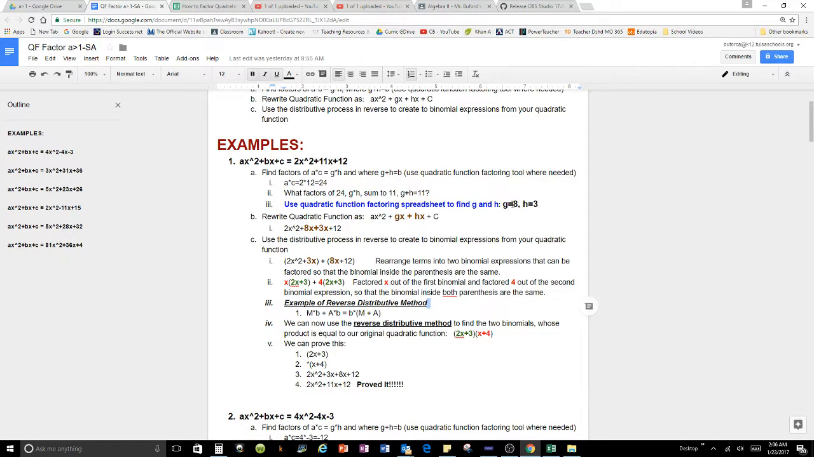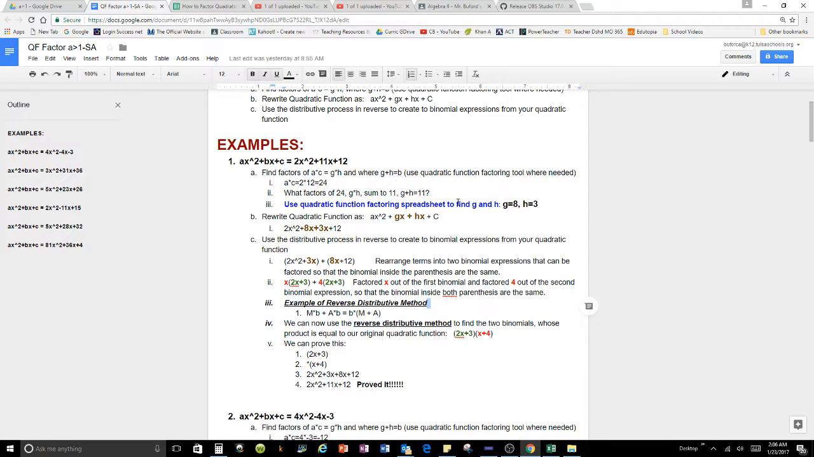Now when we had A equals 1, this normally would have been the solution. It would have just been x plus 8 and x plus 3. So that would have been our solution. But since here we have a greater than 1, we have to go through a different process. And so what we have to do now is take this G equals 8 and H equals 3, and we're going to add an x to them and put them right in between ax squared and c. They're going to sort of represent our b cut into two different pieces.